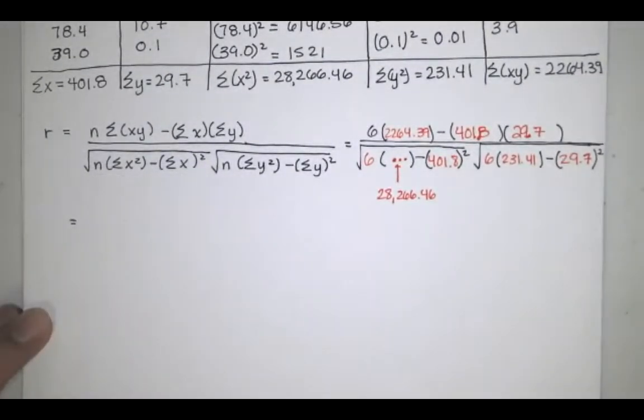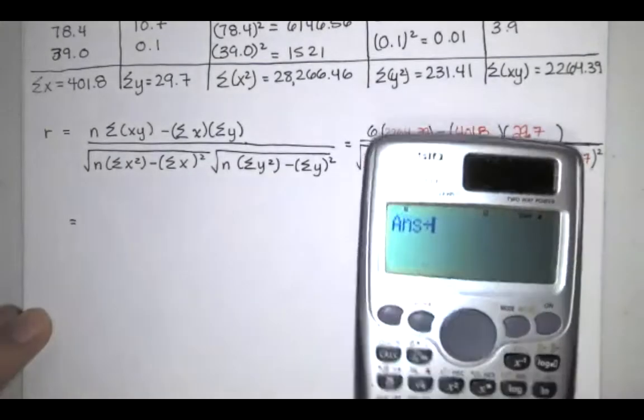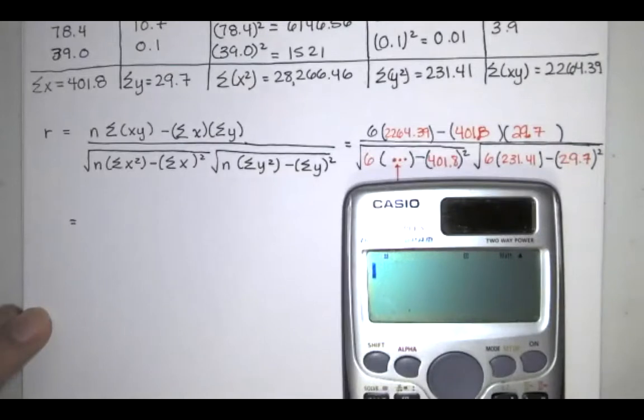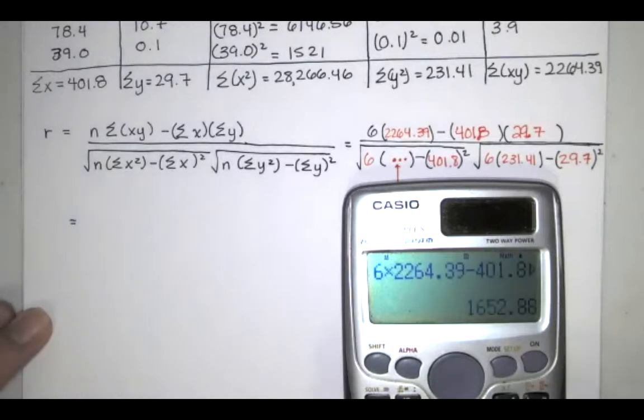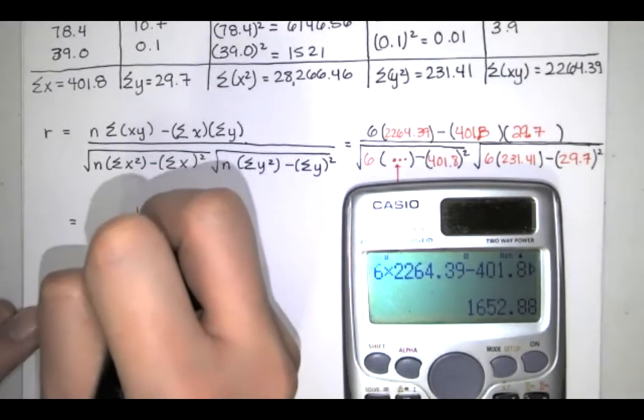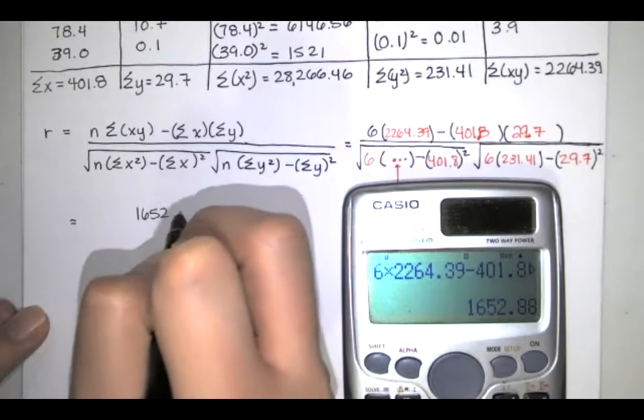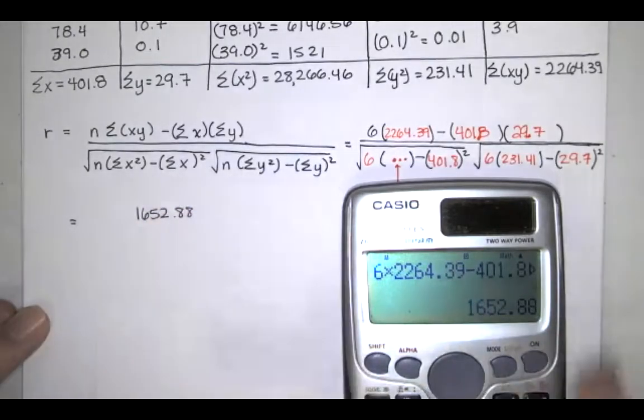I would probably do the numerator first. Let's do it. So we have 6 times 2264.39 minus 401.8 times 29.7. And that gives me 1652.88.